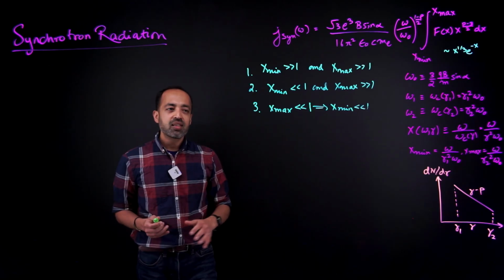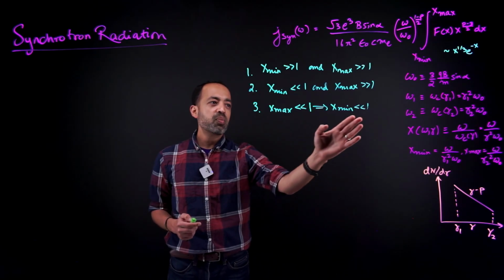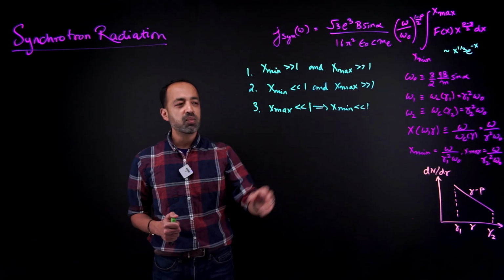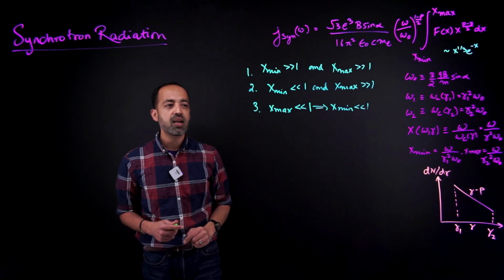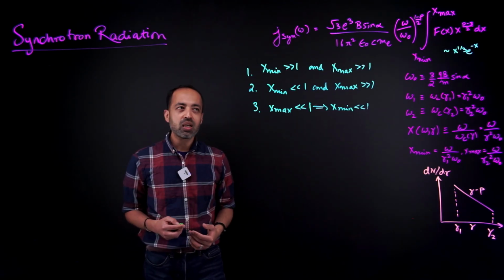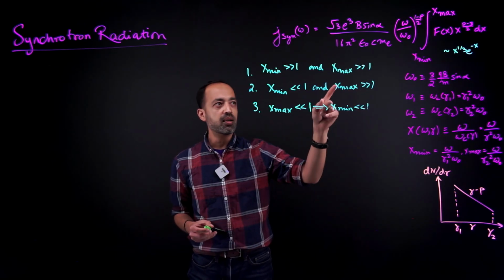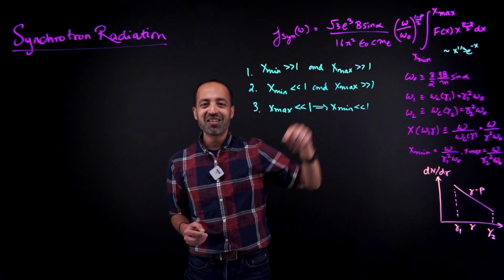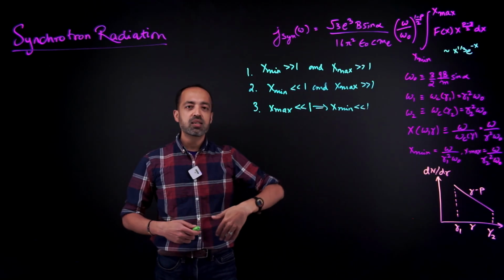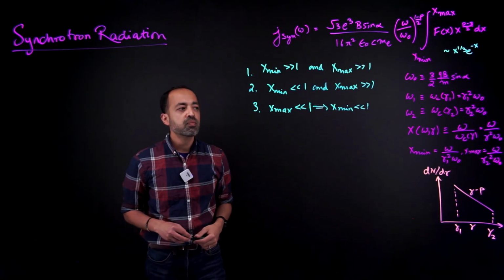And then finally, I left this last case as an exercise for you, where we said, what happens when x max is much less than 1, and that'll push x min also to be much less than 1, because x min is by definition less than x max. If you do that mathematically by putting those regions of validity into those limits of the integration, you will find that the whole thing turns into an omega to the 1/3 power.